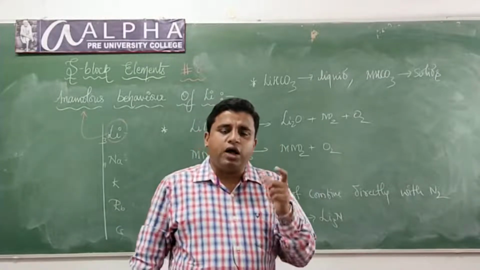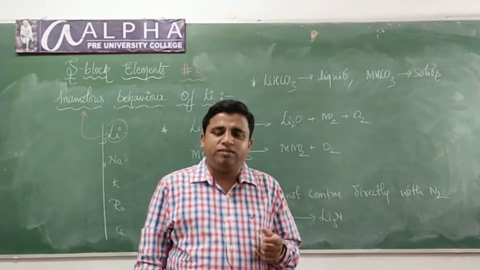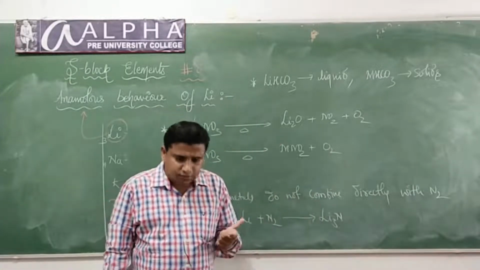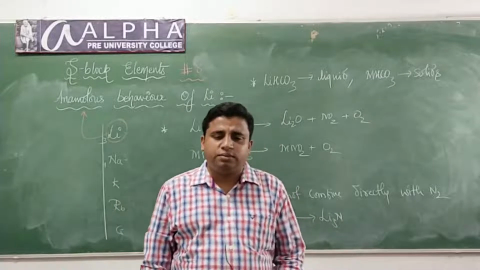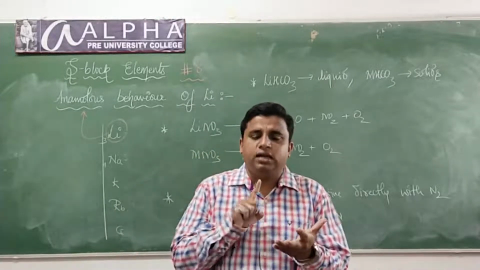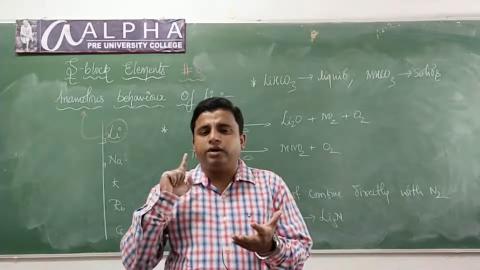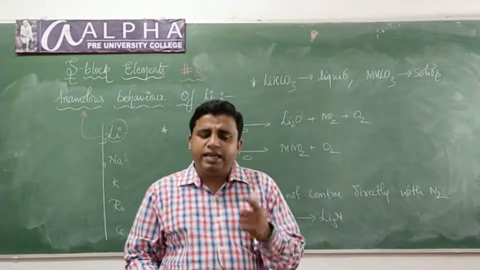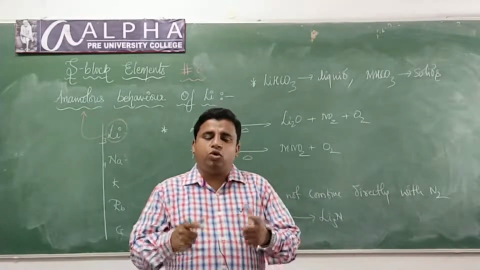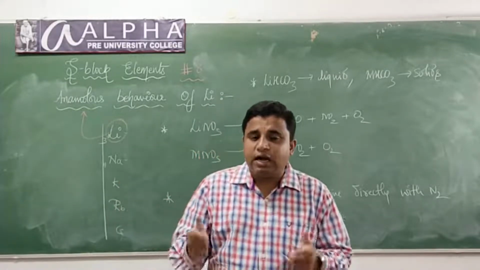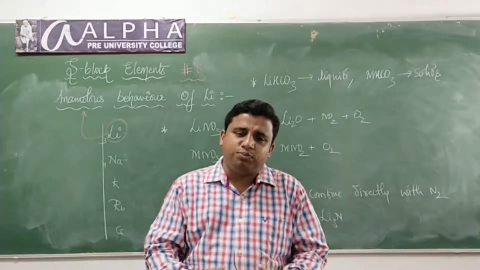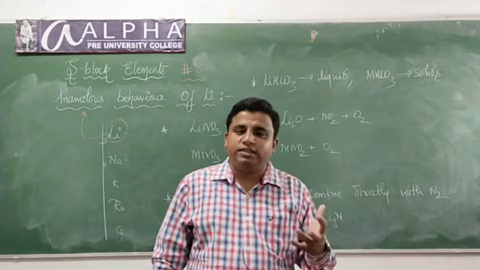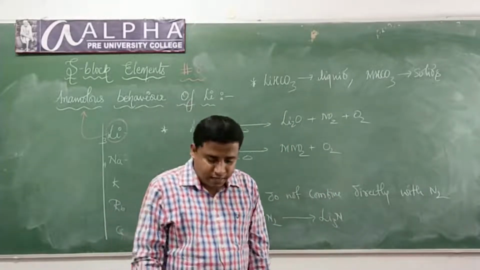Okay students, I hope you have understood about anomalous behavior of lithium. Any doubts? So that completes anomalous behavior of lithium. What are the reasons for it? One is small size, high ionization enthalpy, high electron gain enthalpy, and the absence of d orbitals. Lithium can expand its covalency only to 4, whereas other alkali metals can expand their covalency beyond 4. And we have so many properties of lithium which are different from other alkali metals.